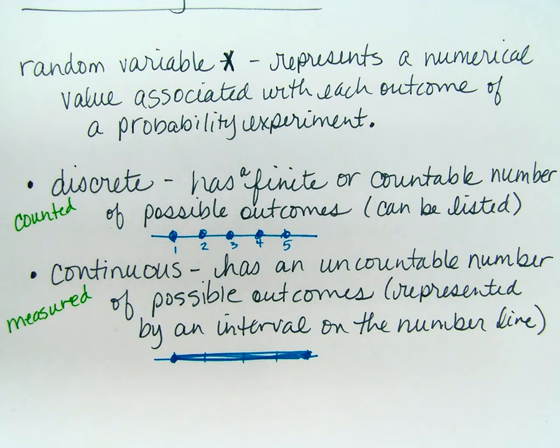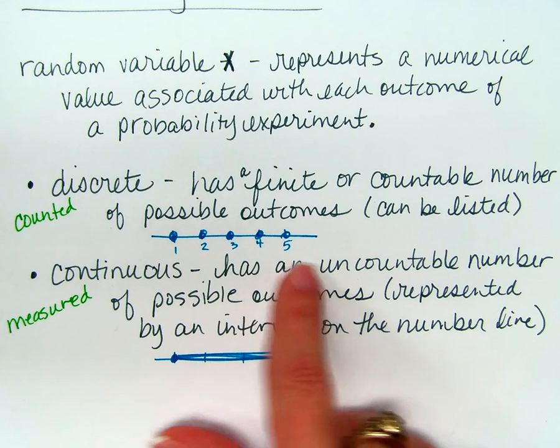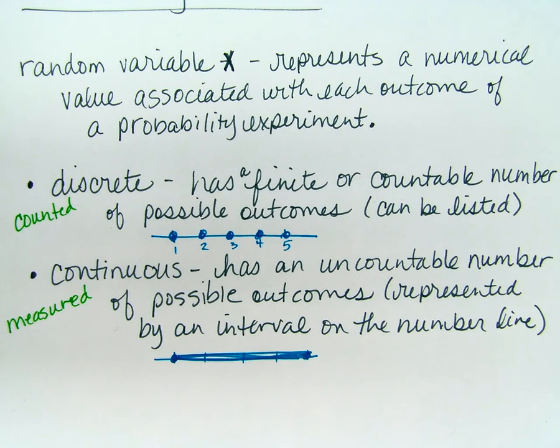What about the volume of gasoline in a gas tank? That's continuous because we would have to measure it. We could have 10 gallons, but we could also have 9.99887 gallons and so on. You would have to measure that to know. So it could lie anywhere on this number line. It's not just a discrete value. It's not just a whole number value.